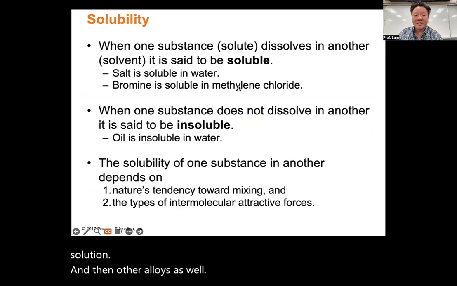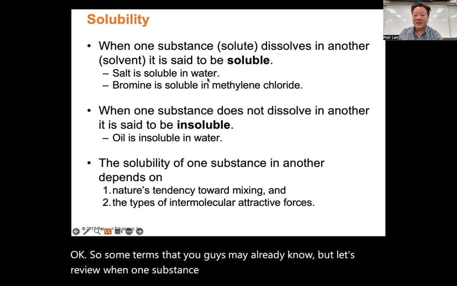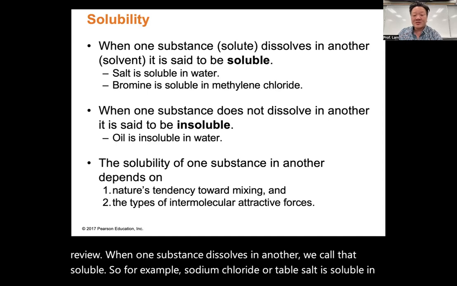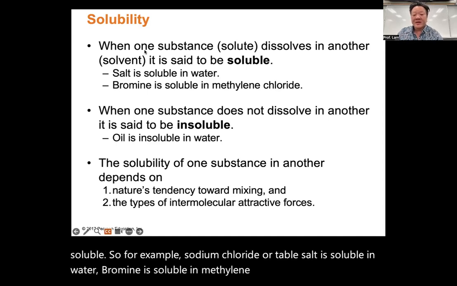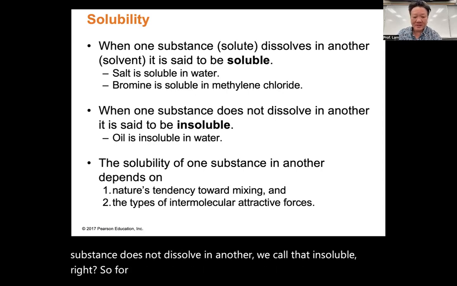Okay, so some terms that you guys may already know, but let's review. When one substance dissolves in another, we call that soluble. So for example, sodium chloride or table salt is soluble in water. Bromine is soluble in methylene chloride. And if one substance does not dissolve in another, we call that insoluble. So for example, oil and water don't mix, so oil is insoluble in water.